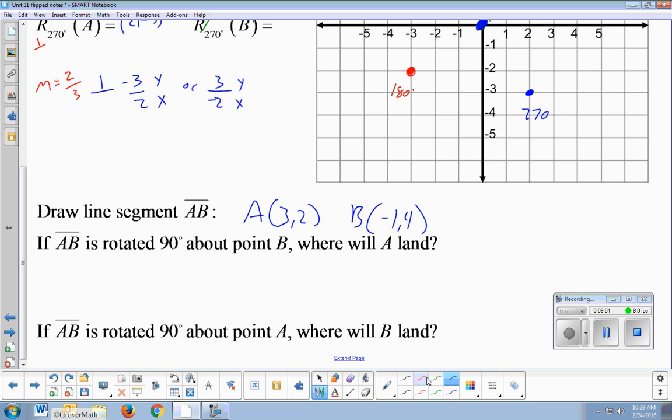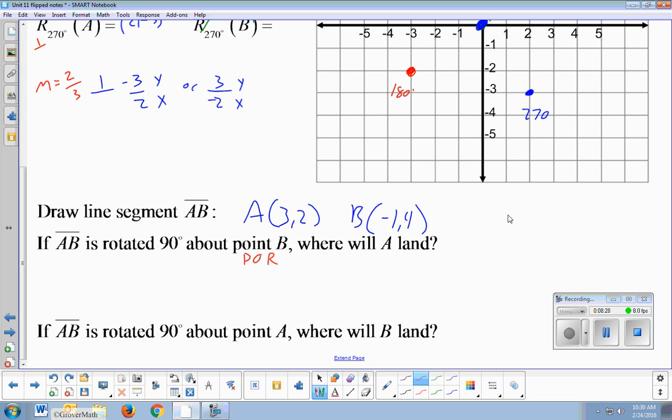All right, so I'm asked to rotate. Line segment AB is rotated about point B. And that's important to know, which is the point of rotation. So the point of rotation is point B. Where will A land? So first thing I need to know is what is the slope of AB?